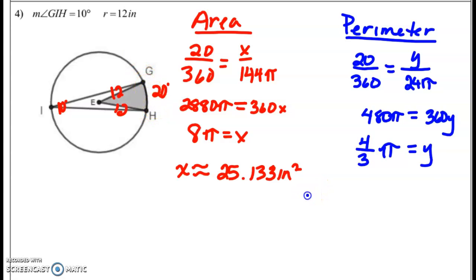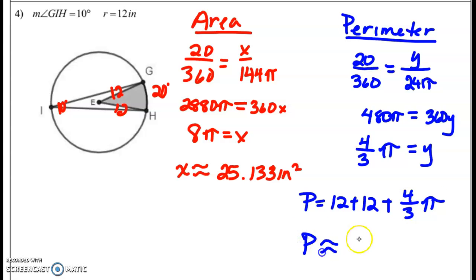You need to find the perimeter by adding a radius plus the arc length. And then the perimeter would be approximately 28.189 inches. Okay, so hopefully that makes sense, and make sure you are using the pi key on your calculator.